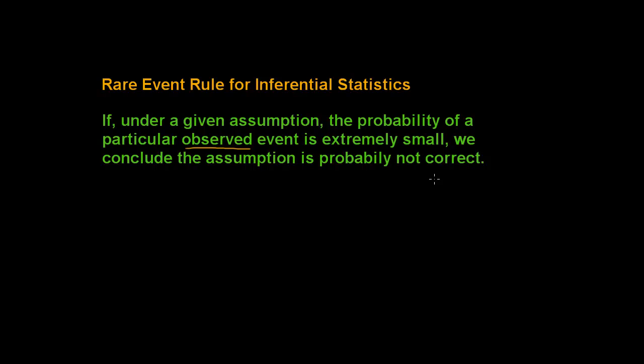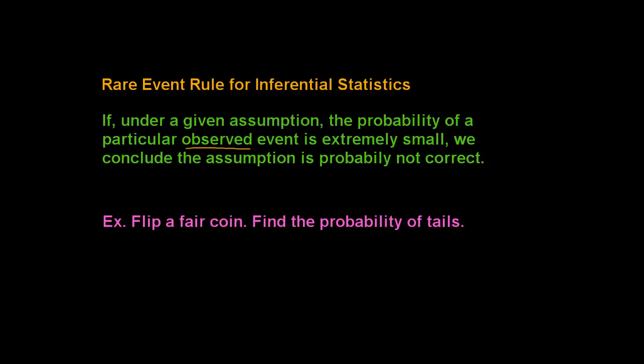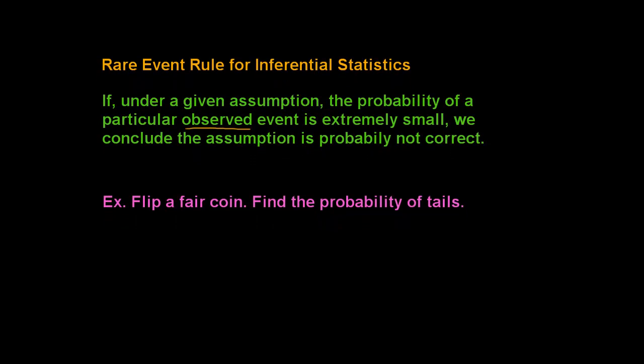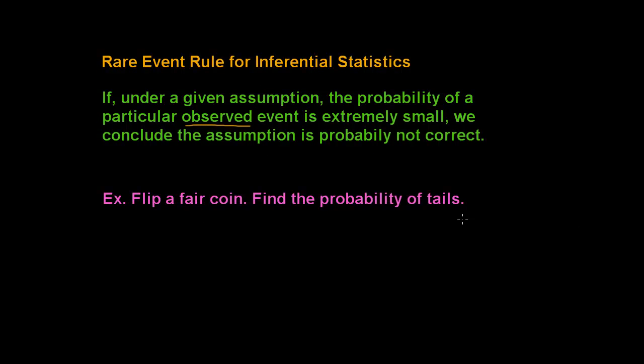So let's look at our fair coin example and think about the rare event rule. So if we flip a fair coin and find the probability of tails. So when we say flip a fair coin, what are we assuming? We have this under a given assumption, okay? If you say you're going to flip a fair coin, what are you assuming? Well, you're assuming you have a fair coin, which means you expect the probability of tails to be 1/2. You expect that there's an equal chance that the coin will land on heads or tails. So we're making an assumption that the probability of tails would be 1/2.